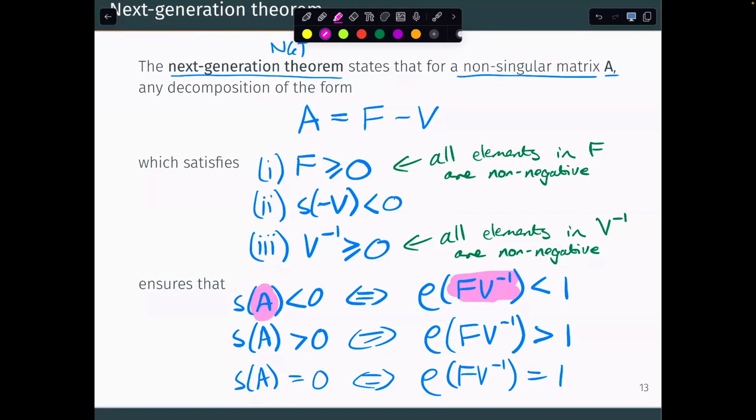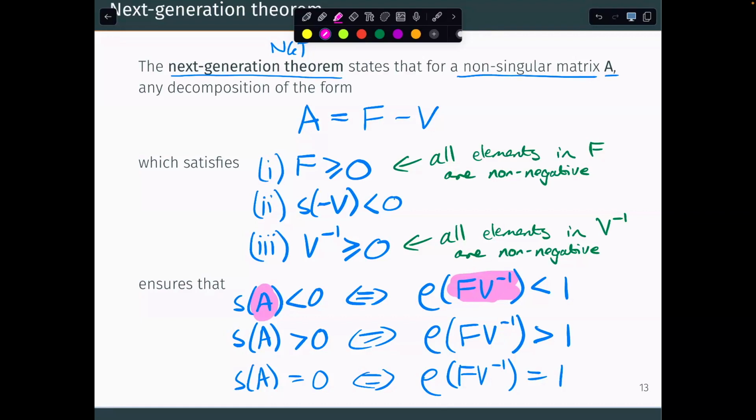But the headline is that this is called the next generation matrix because it's telling you what the contribution from each of your current classes is going to be in the next generation, or the next moment in time. When you decompose this matrix in a biologically realistic way, it tells you the contribution of each class to the future of each of those classes. So that's why it's called the next generation matrix.